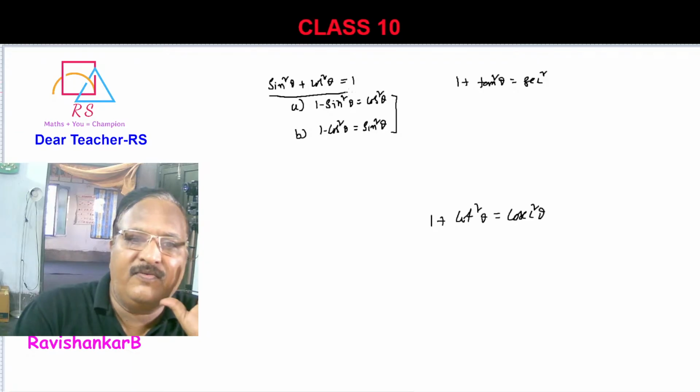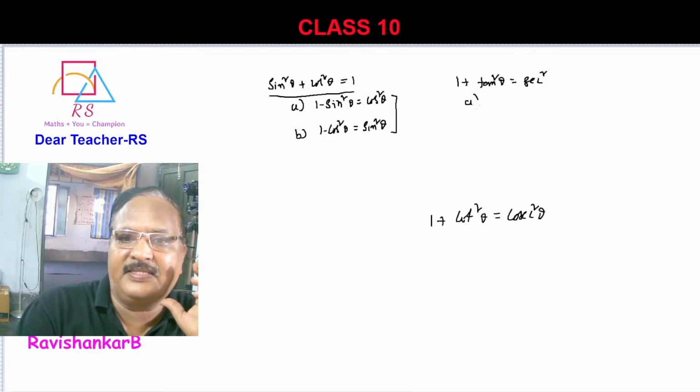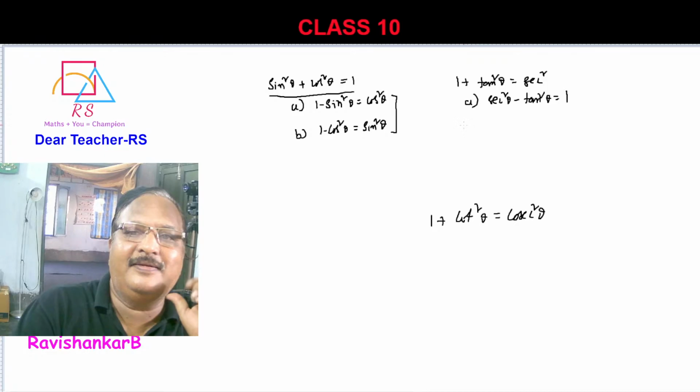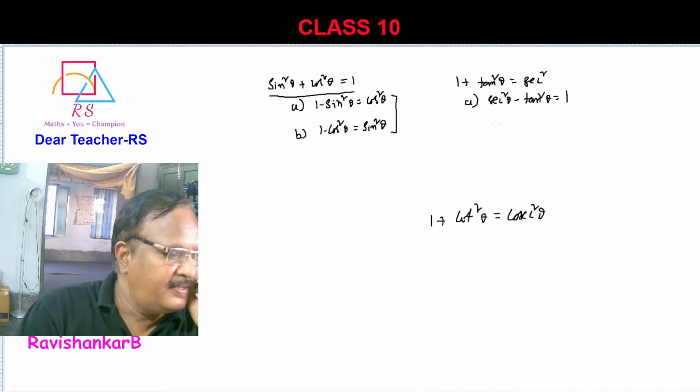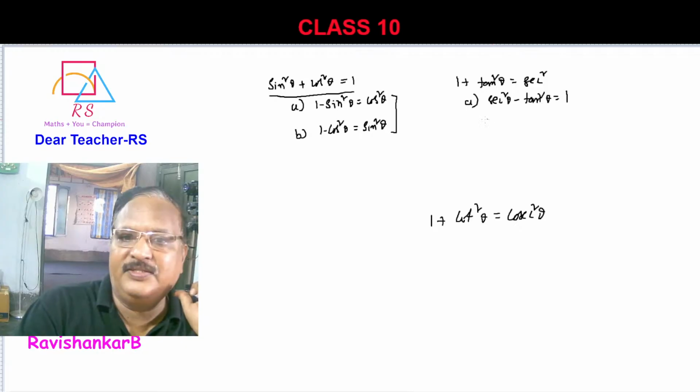From the identity only we got this. Same way here also. So secant square theta minus tan square theta, whenever you get this you can put 1. Because if I send tan square to the right hand side, secant square theta minus tan square theta is equal to 1. In the same way, if I send 1 to the other side, secant square theta minus 1 is nothing but tan square theta.